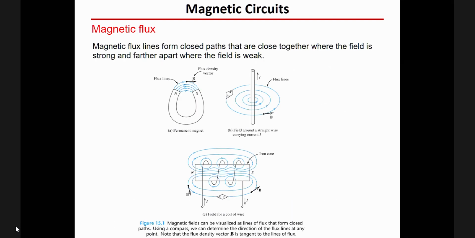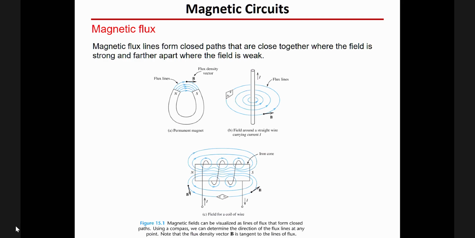Magnetic flux is one of the main components of the magnetic circuit. It's similar to the voltage and current in an electric circuit. It's similar to the angular velocity and also torque in mechanical systems. Magnetic flux is one important component or factor in a magnetic circuit.